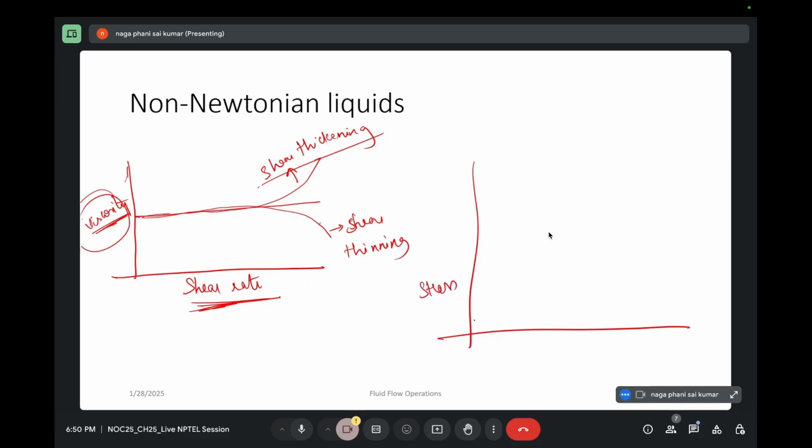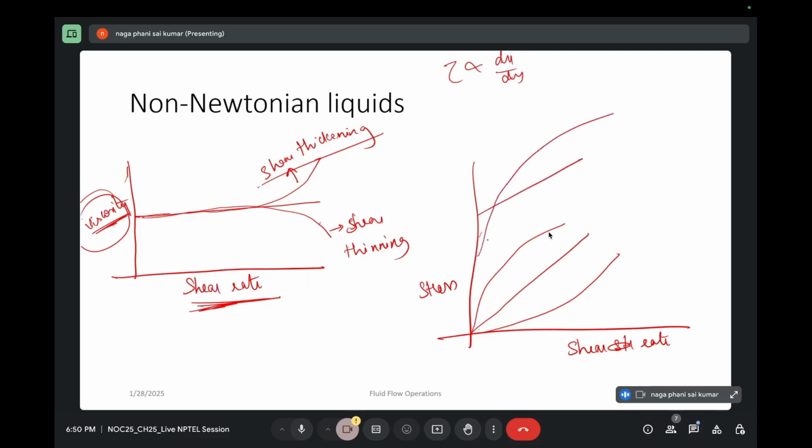So if you draw a graph between stress and strain, for Newtonian fluids this should be proportional, right? Tau is proportional to dV by dy. So it will be a straight line. But for other liquids, like non-Newtonian, we have four different types.